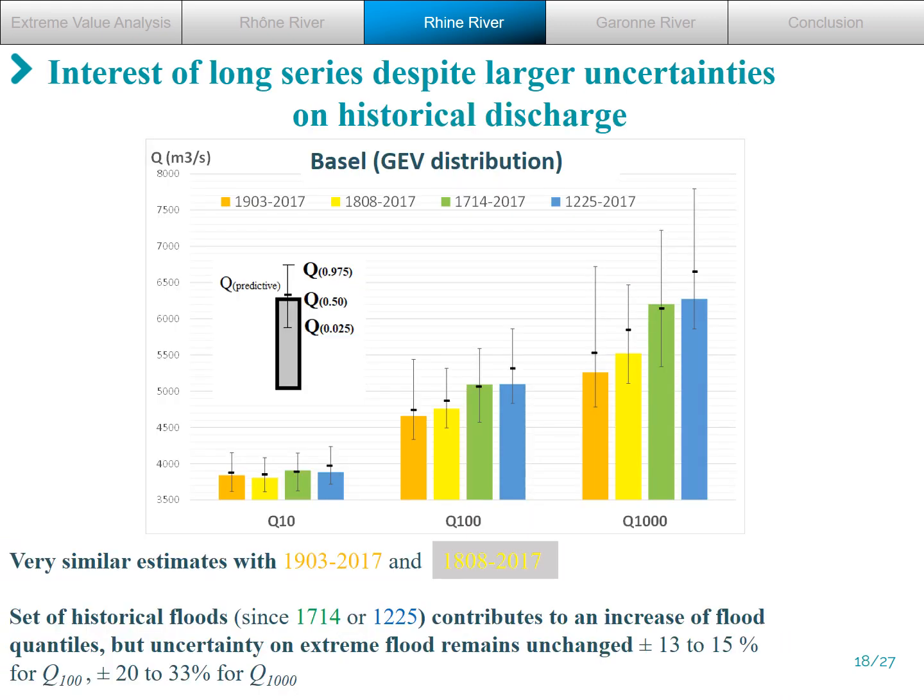Here we compare different floods, Q10, Q100 and Q1000 discharges. In orange, using 1 century, in yellow using 2 centuries, in green using 3 centuries, and in blue using 8 centuries. And we have very similar estimates using 1 or 2 centuries. The set of historical floods contributes to an increase of flood quantities, but uncertainty on extreme floods remains unchanged.